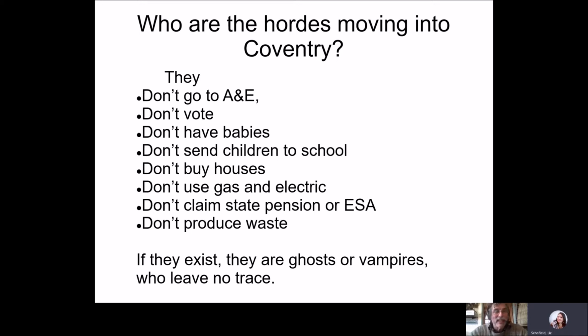But if you ask the careful question, well, who are these people? You find, well, they don't go to A&E, they don't vote, don't have babies, don't send children to school, don't buy houses, don't use gas and electric, don't claim state pension or employment support allowance, and they don't put extra waste into their bins. If they exist, they are ghosts or vampires who leave no trace. Next slide, please.